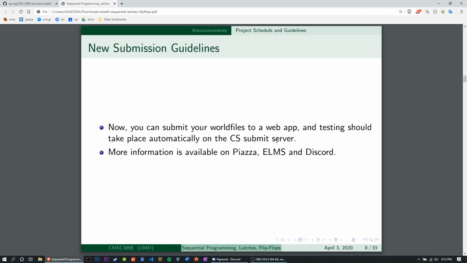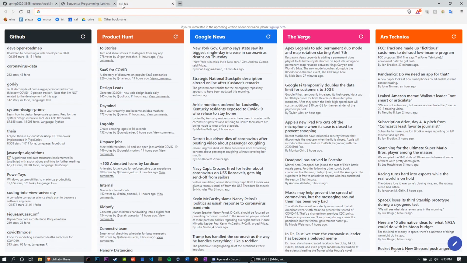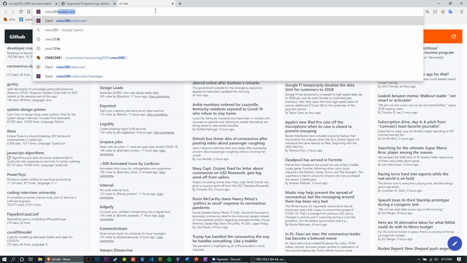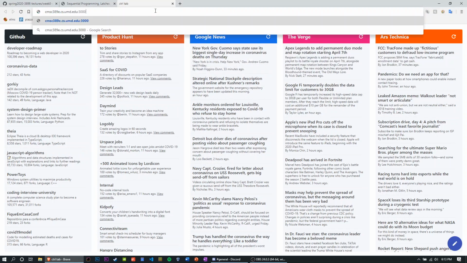And then new submission guidelines. Again, there's a web app that we now can use to submit our stuff. Since I'm sharing the screen, I think I can go ahead. Can anybody see a new tab that I create? Yeah, I can see it. Oh, sweet. Okay, cool. Ashwath, do you mind if I just show them real quick? Yeah, go for it. Okay, sweet. So all you have to do is go to CMSC389E.cs.umd.edu, port 3000.